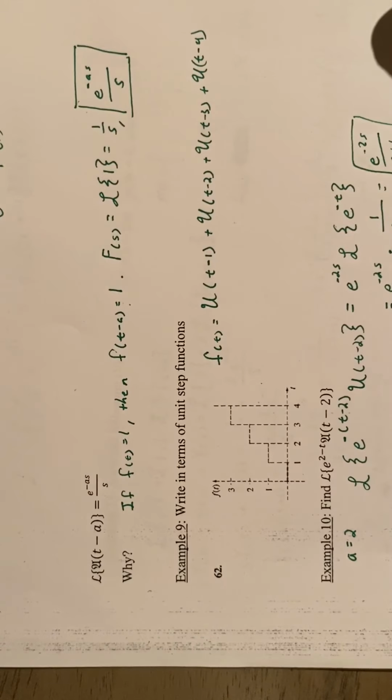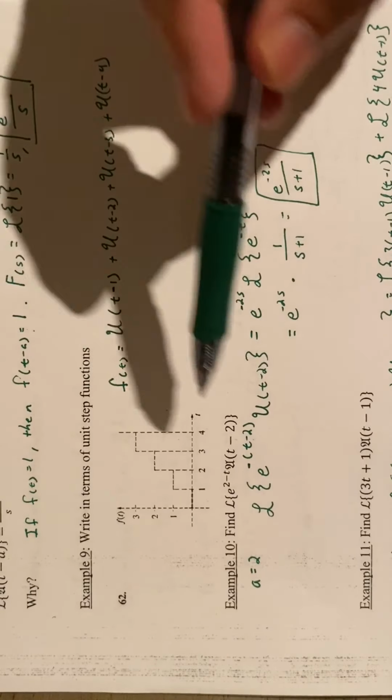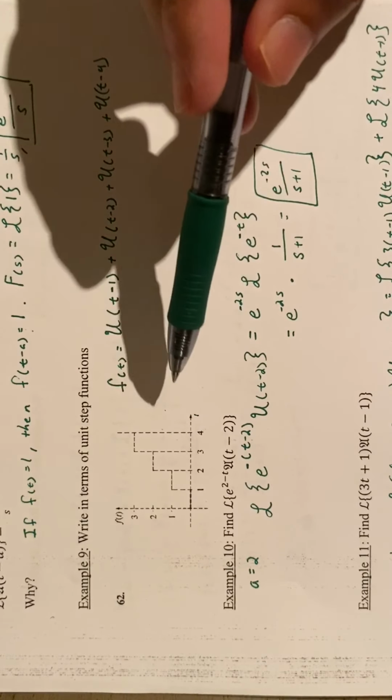So, for example 9, it just says write in terms of unit step functions. So I'm going to write this function in terms of a unit step function.